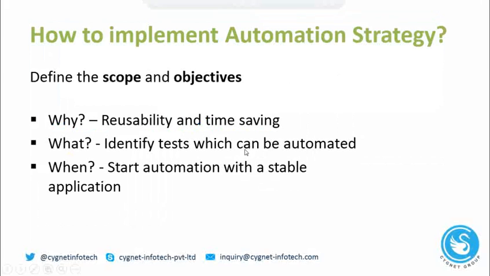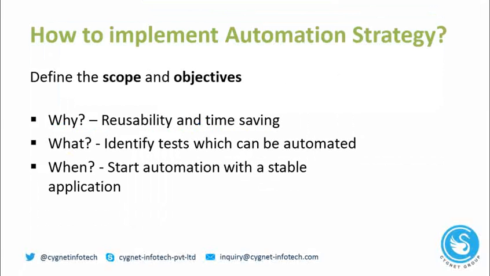Okay. Coming to the automation strategy that we want to use. First of all, while this is not specific to CRM, this is a general automation strategy that we use in automating any object. So we have to define the scope and objective, meaning why we are going for automation. First of all, automation is very reusable and time saving. Once we have to do a certain activity again and again, automation is the best process for that.